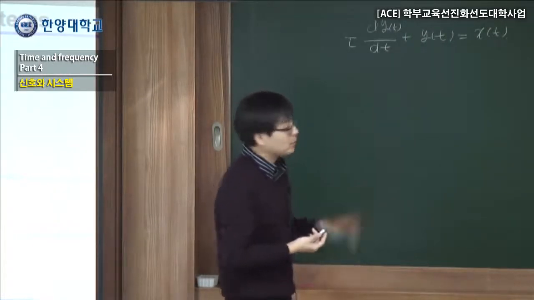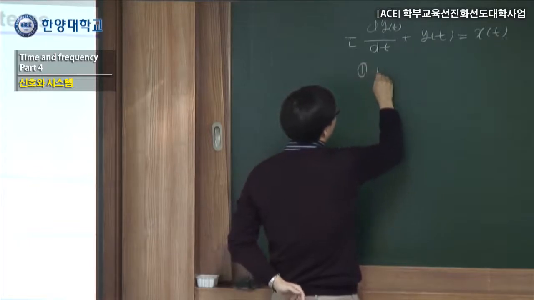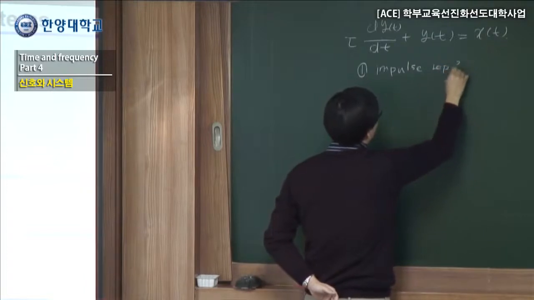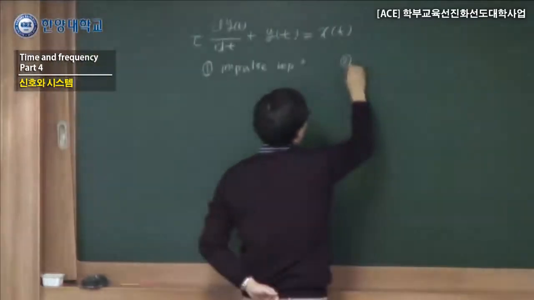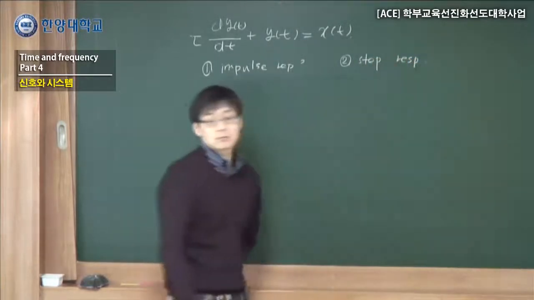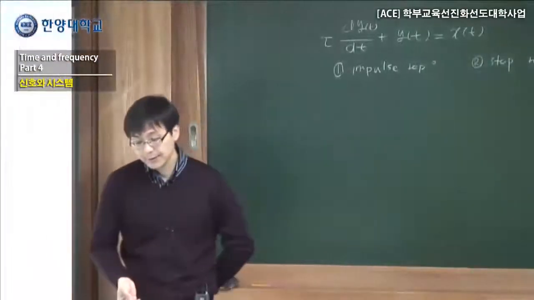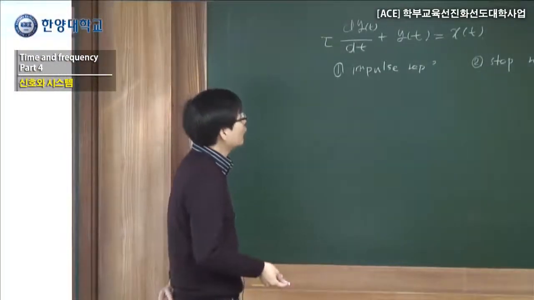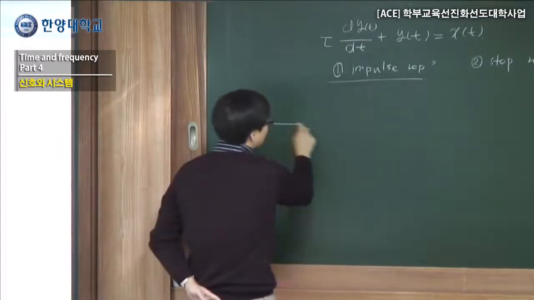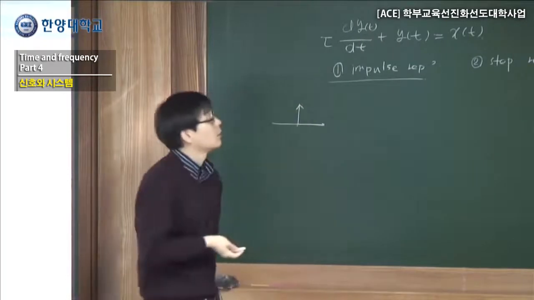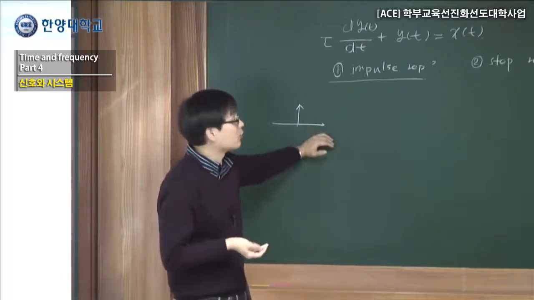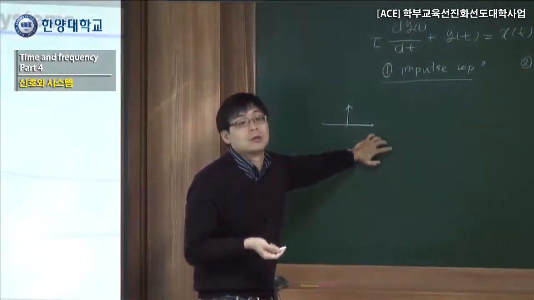So first of all, people may ask, what is impulse response? Some may ask, what is step response? Well, that's very popularly known. What this says is, when you apply an impulse, basically a delta function, to the system, what will be the output? What will be the output of the system when you apply a delta function?